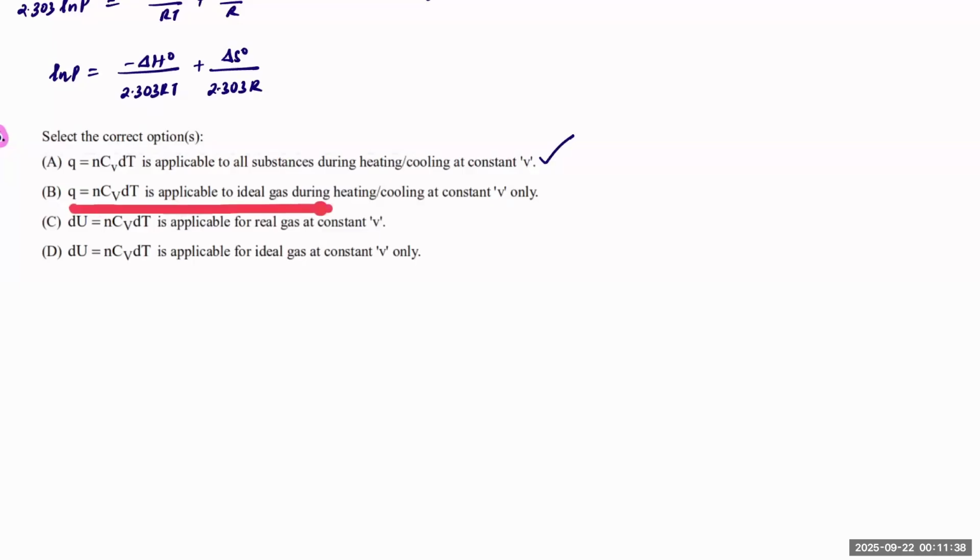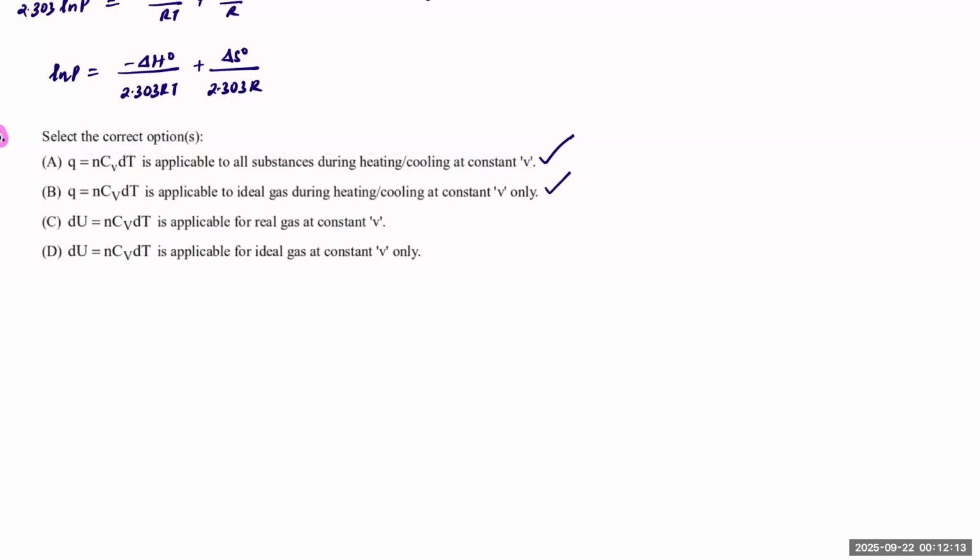Second one, nCv dT is applicable to ideal gas during heating or cooling at constant volume only. Okay. So if you are putting it at constant volume only, then this is the amount of heat that is being given. So that is also correct. Clear? Because Q is a path function. Remember, Q is a path function. That's why it has to be written at constant volume only. Okay.